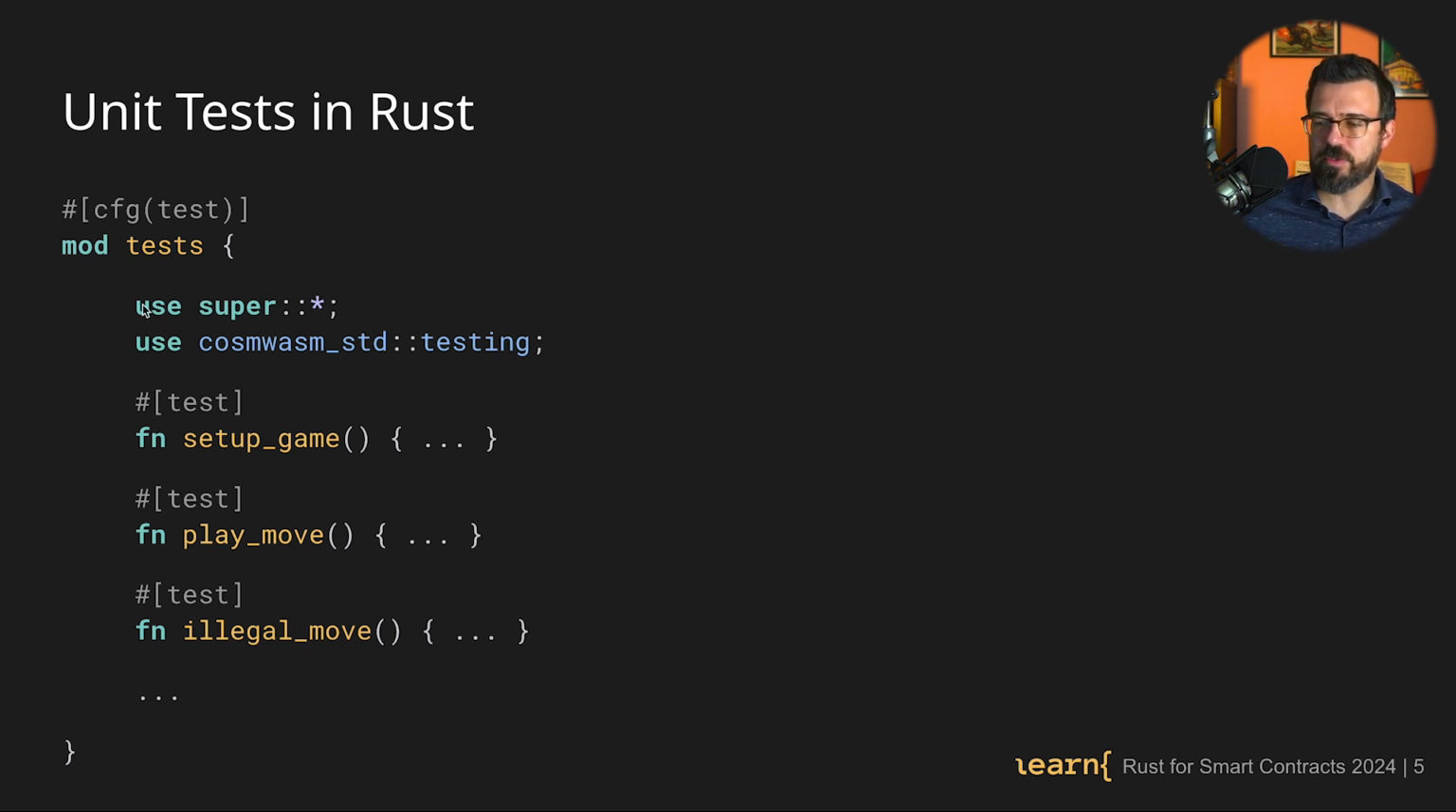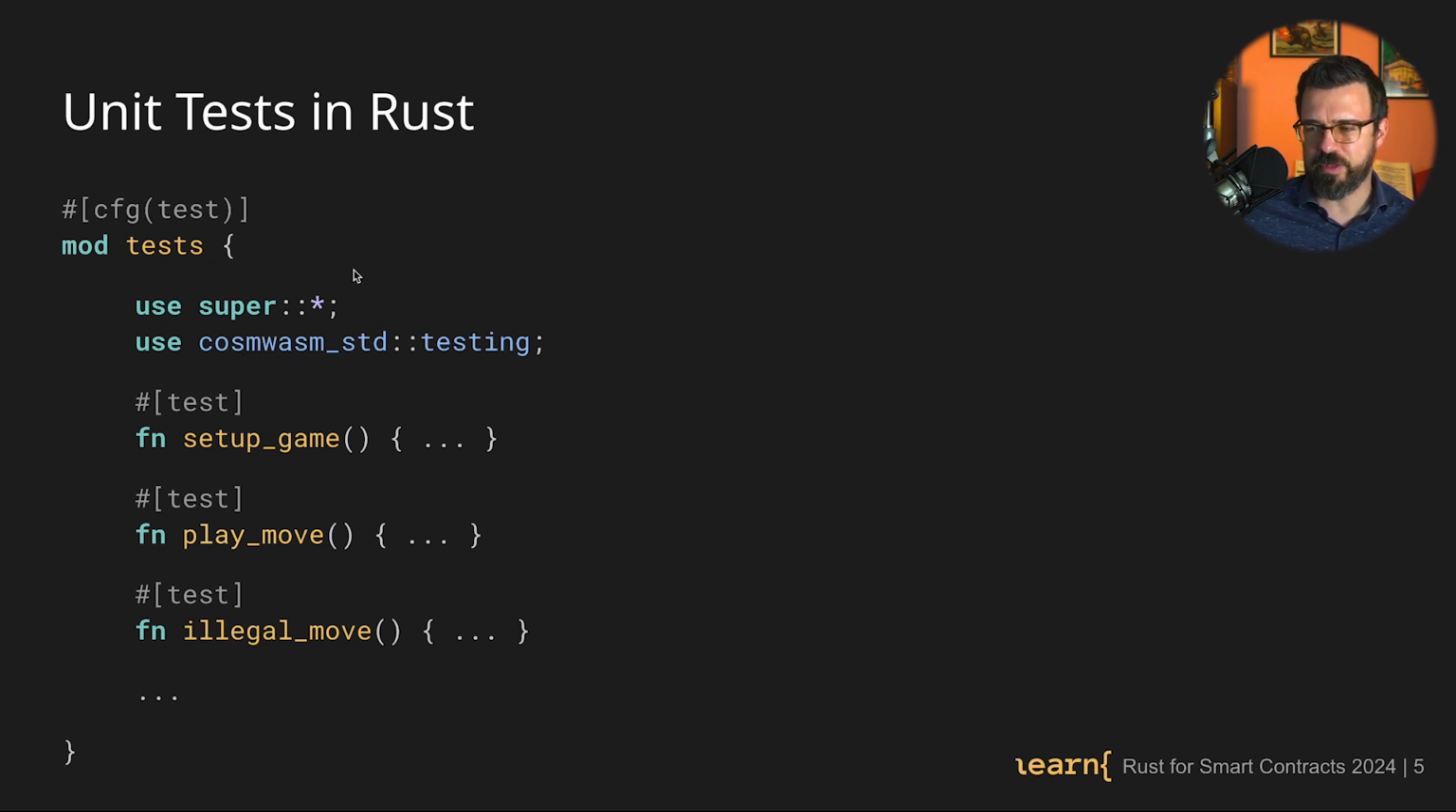And it's very common to see use super and everything from super. So you're using all the things from this particular file these tests are in, you're pulling in all the functions. I personally like to separate my tests out into their own file. You can do that or not, it's up to you. But it's often seen that unit tests go at the bottom of the file that includes the functions and structs that they're testing.